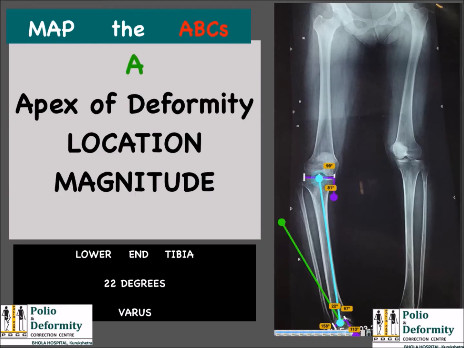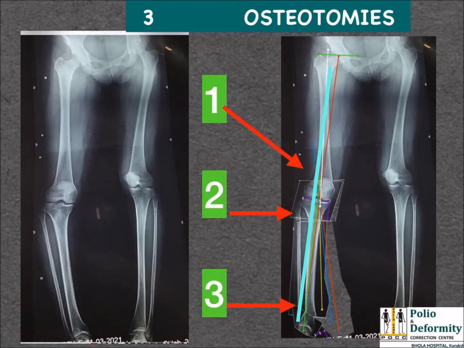We are on the map ABC, A. Where is the apex? The apex of the deformity in the lower end of the tibia is at the level of the joint, and it is 22 degree varus. So dear friends, this means there are 3 levels where the bone is getting deformed: the lower end of the femur, upper end of the tibia, lower end of the tibia, which means 3 osteotomies are to be performed.